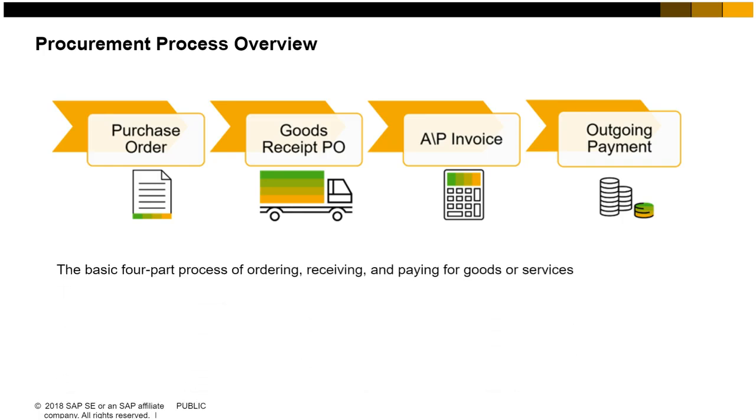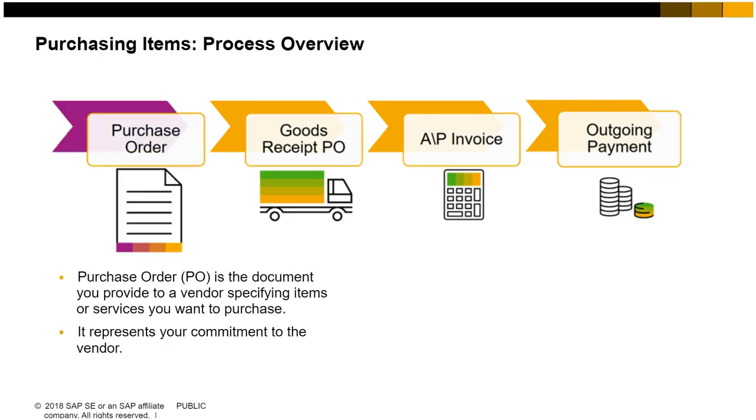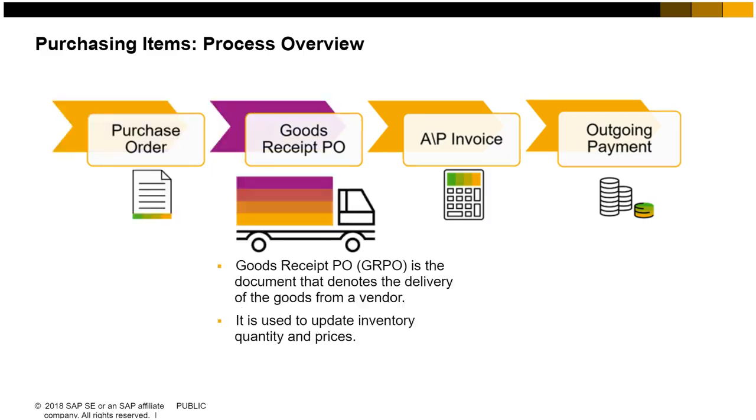The graphic shows the basic four-part process of ordering, receiving, and paying for goods or services. The purchase order, PO, is the document you provide to the vendor, specifying the items or services you want to purchase, including agreed-to quantities and prices. It represents your commitment to the vendor to purchase the items. The goods receipt PO is the document that denotes the delivery of goods from a vendor to a company. It is used to update the inventory quantities and values.